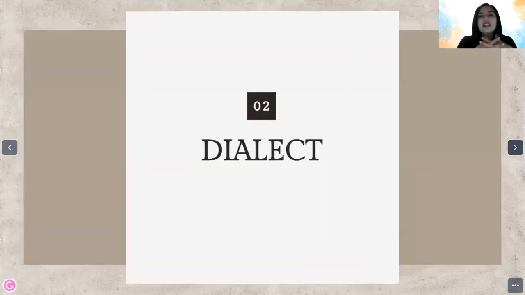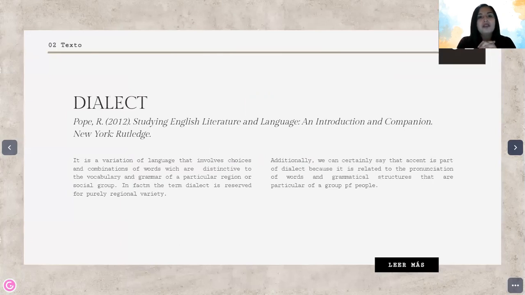On the other hand, we have the dialect. Dialect is very close to accent, but the difference is that it is related to the vocabulary and grammar that we use in each one of the countries we were born. One more time, according to Pope, it is a variation of language that involves choices and combinations of words that are distinctive to the vocabulary and grammar of a particular region or social group.